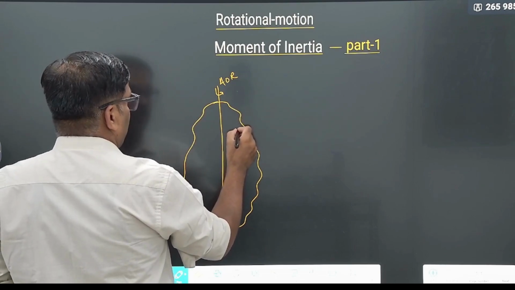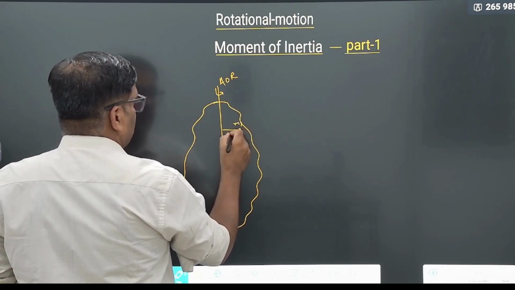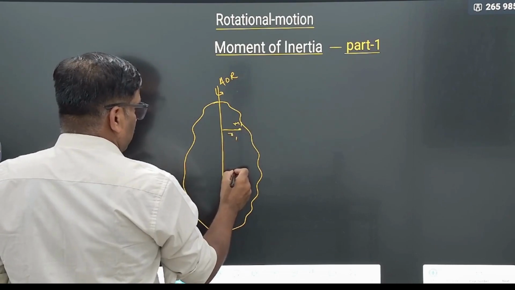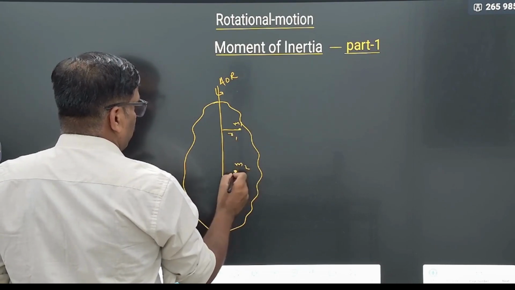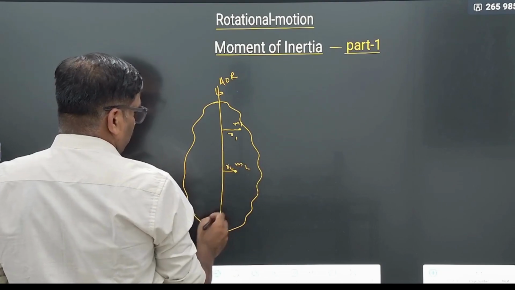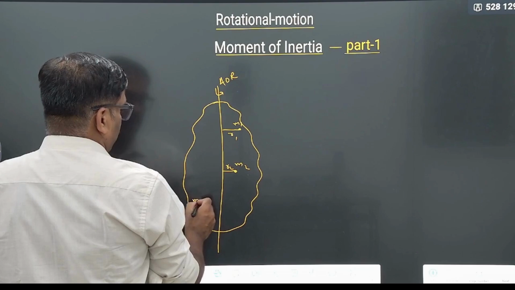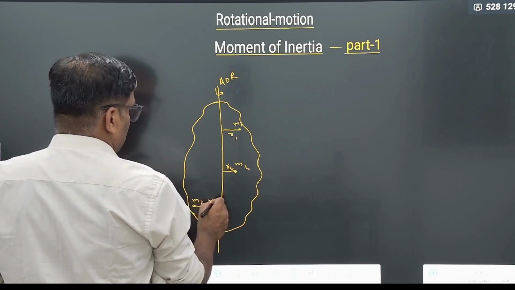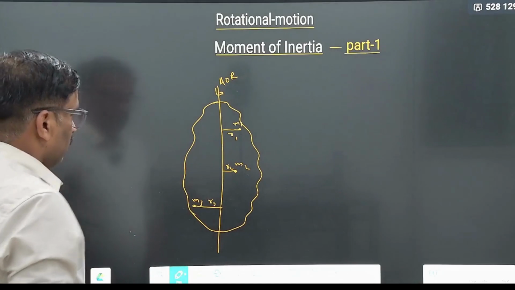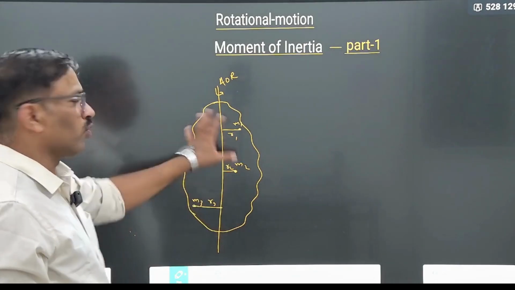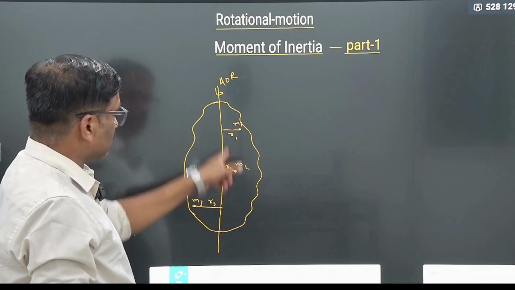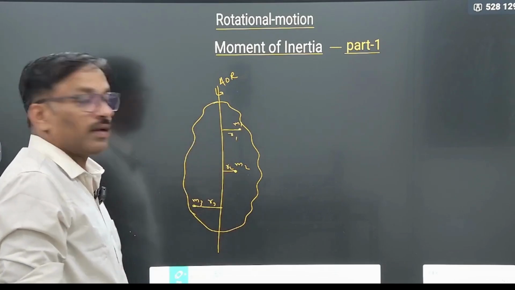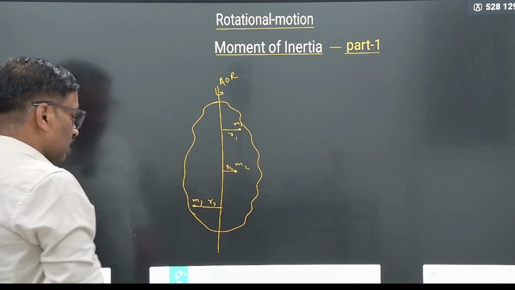This particle has mass m1 at a distance r1. This other particle has mass m2 at a distance r2. Another particle, suppose m3, is at a distance r3. Like that, so many particles will be there. These are the perpendicular distances from the axis of rotation, right?